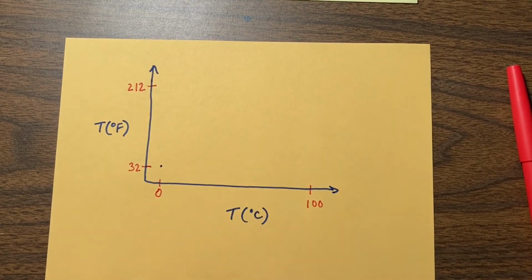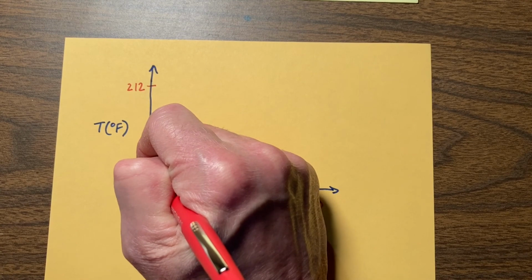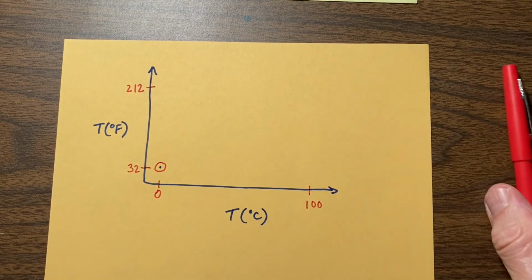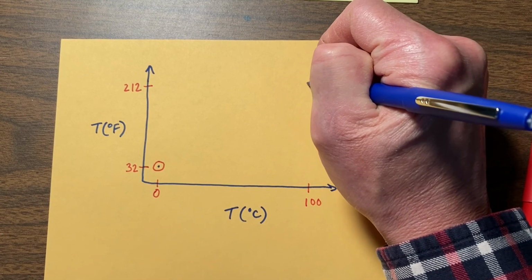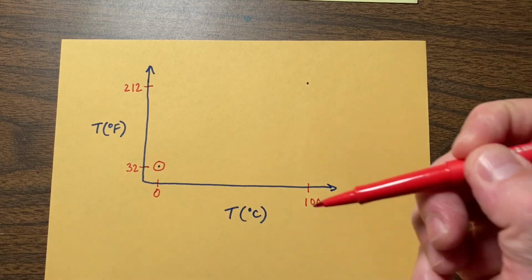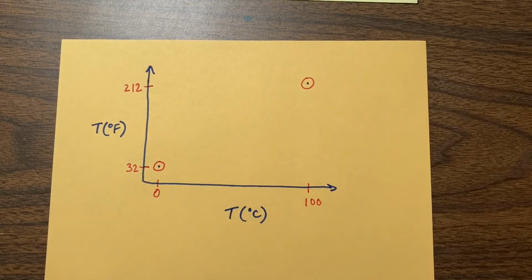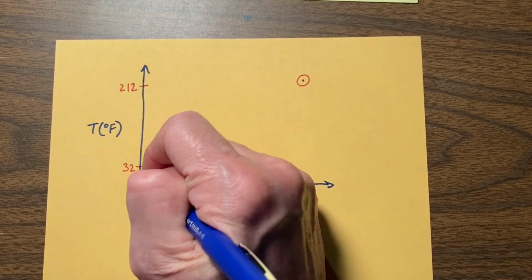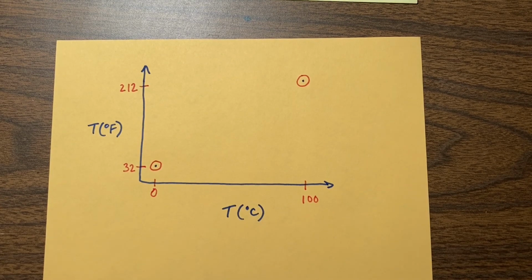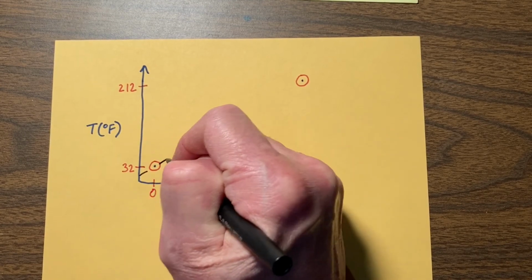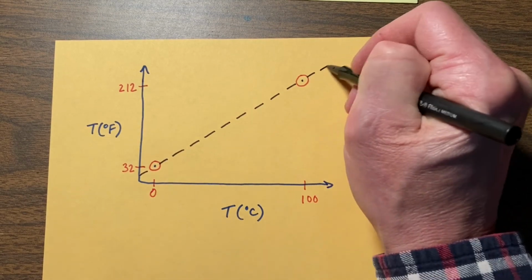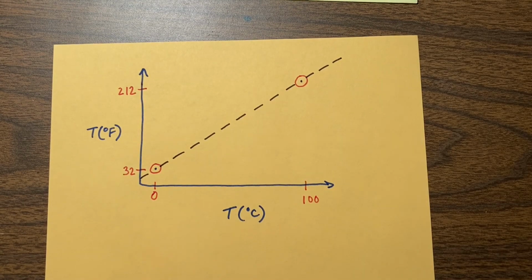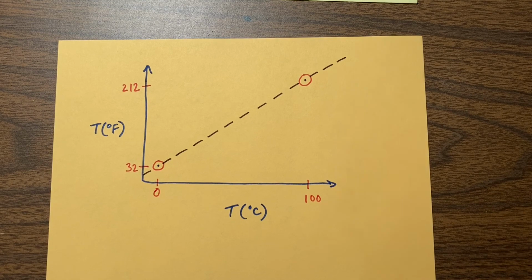0 degrees C is equal to 32 degrees Fahrenheit. And we also know that 100 degrees Celsius is equal to 212 degrees Fahrenheit. So let me circle that point. And let me draw a line between the two. 2 points make a line, so we can actually calculate the slope of this line, and we can derive the equation that relates the Fahrenheit scale and the Celsius scale.